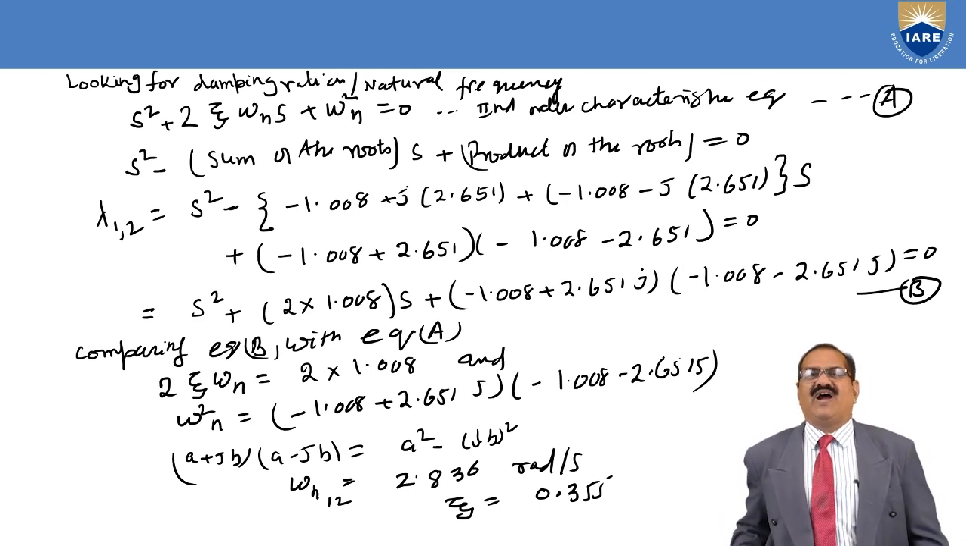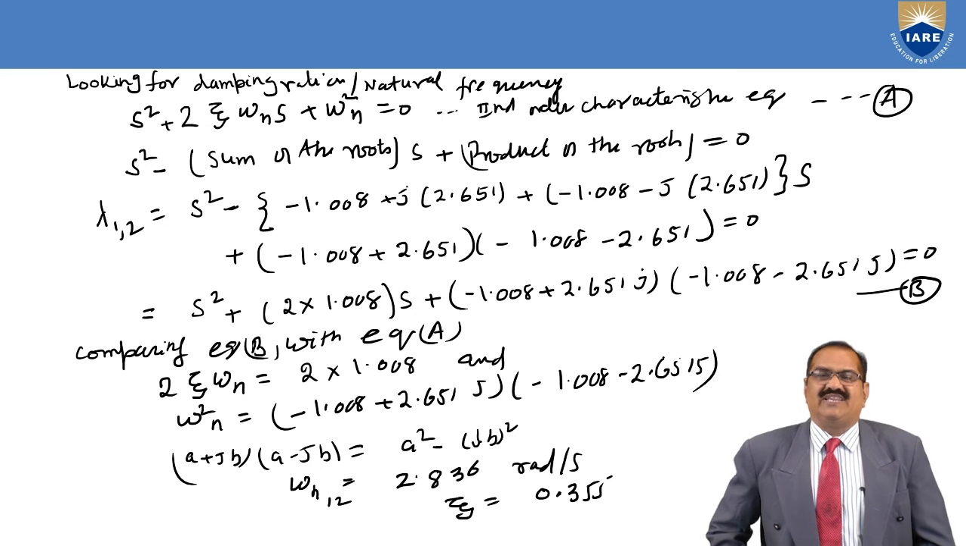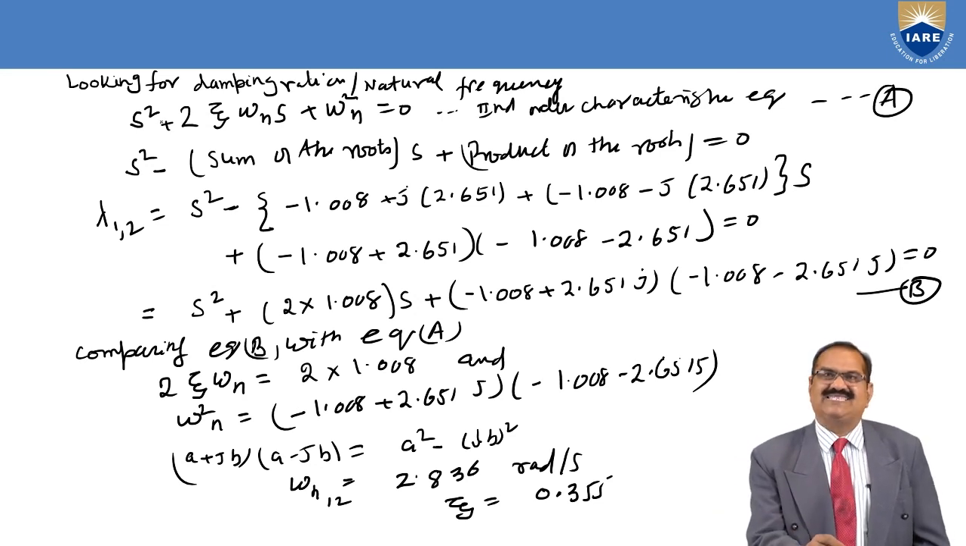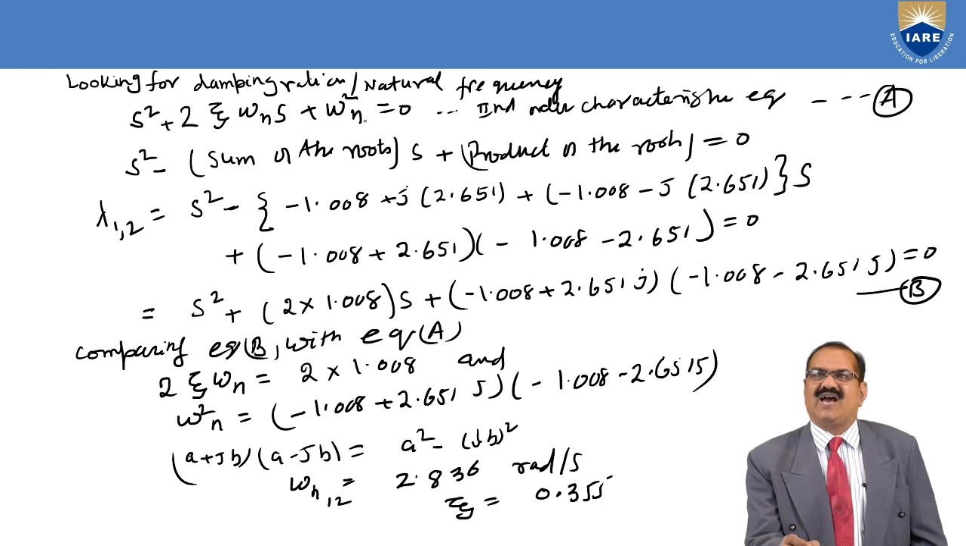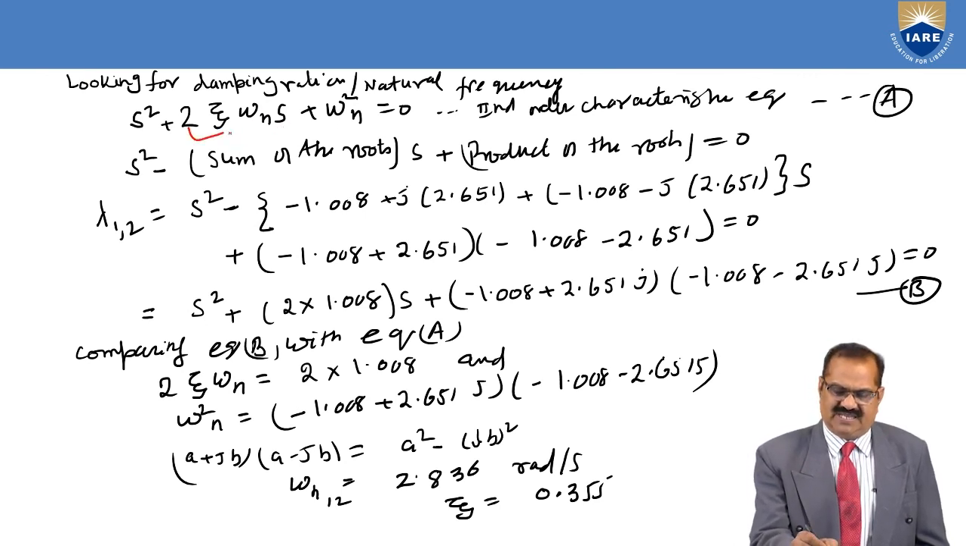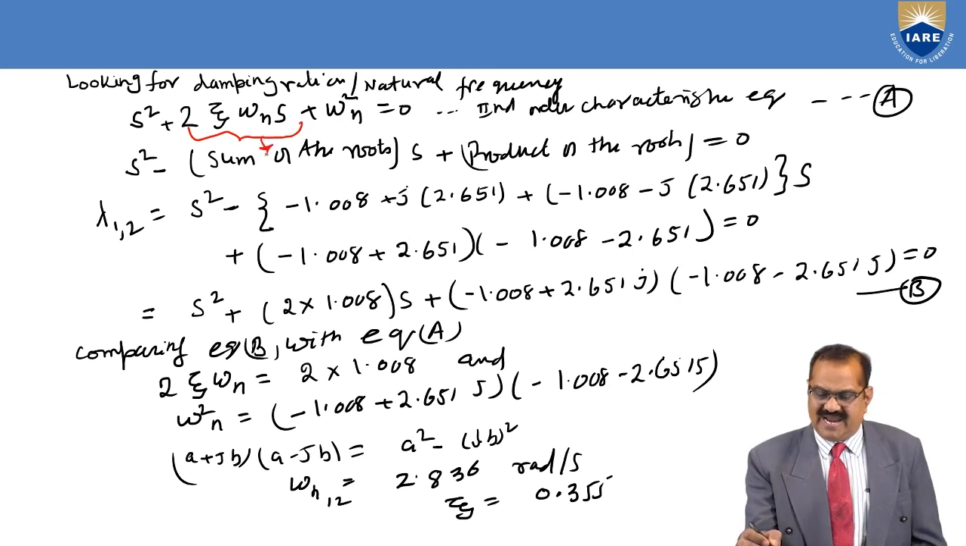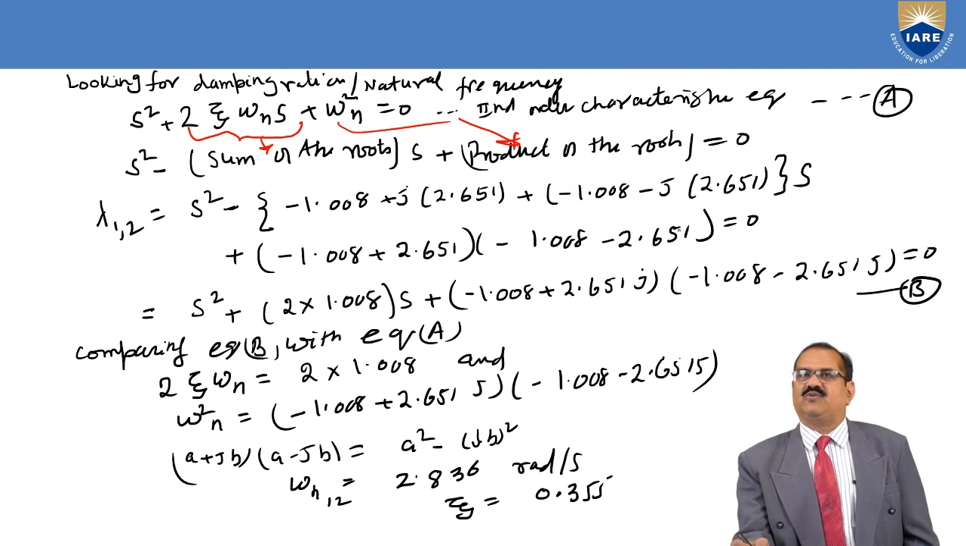Now we can also find out the damping ratio and the natural frequency. Here we can see that s square plus 2 zeta omega n s plus omega n square is equal to 0. It is the second order characteristic equation. We can also write it as s square minus the sum of the roots times s, plus the product of the roots, equal to 0.